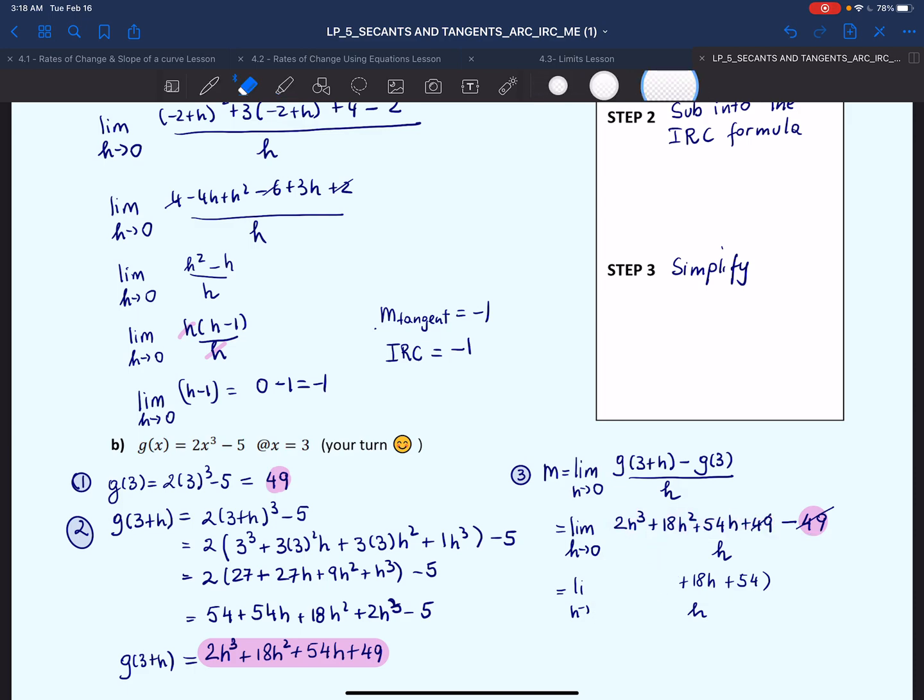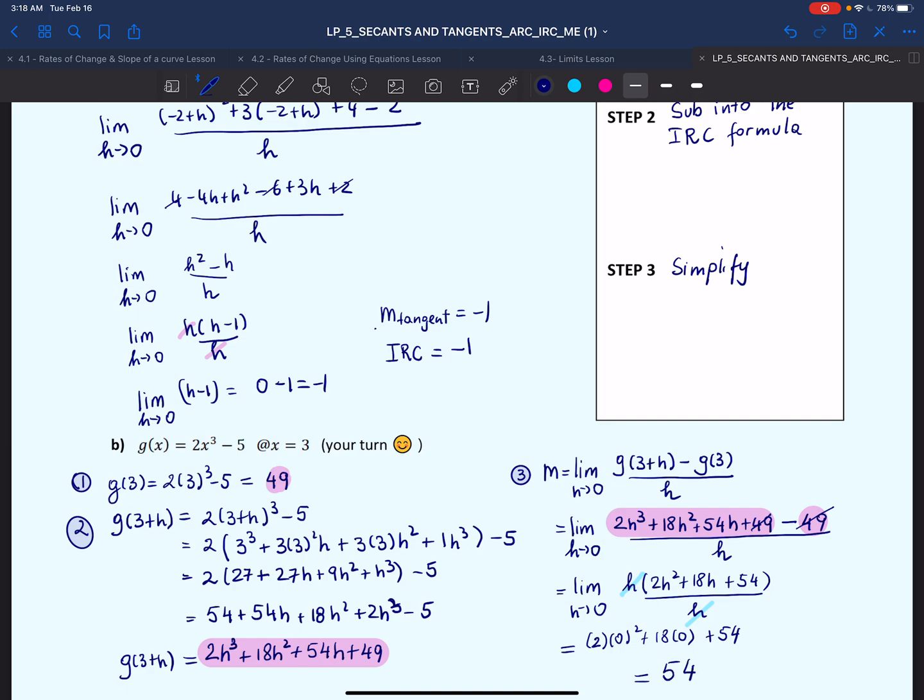So, oopsie. Simplifies. And that will give us 2 times 0 squared plus 18 times 0 plus 54. The answer is 54. So the slope of the tangent drawn at x equals 3 would equal 54. And the instantaneous rate of change of the function at 3 is 54.